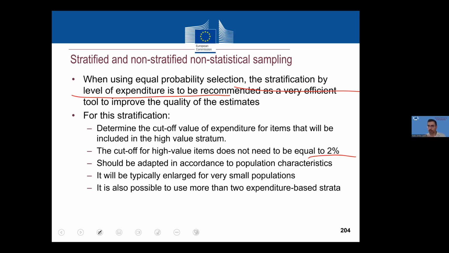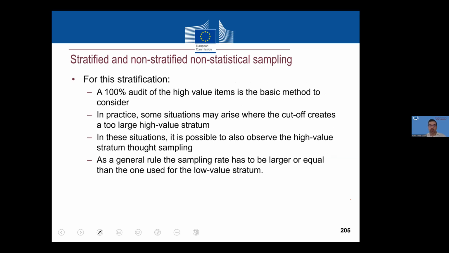Now, what else should I add to this stratification. This cutoff point can be adapted to the population characteristics, as I said, and it is possible to use more than 2 expenditure-based strata, 3 or more, but usually we don't use many strata because non-statistical samples have small sample size, and then you don't have enough samples to cover all the strata.